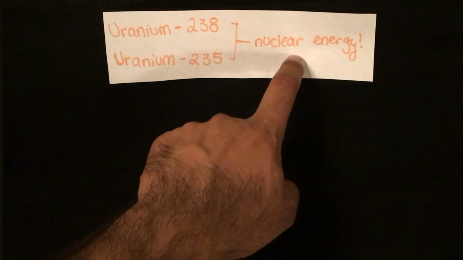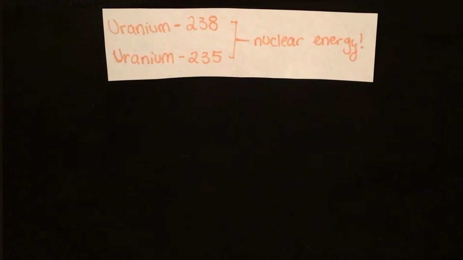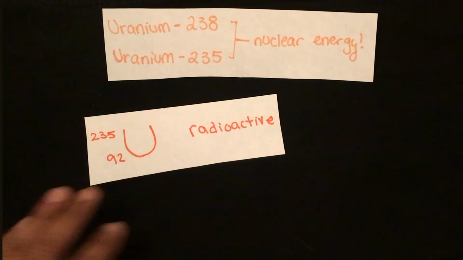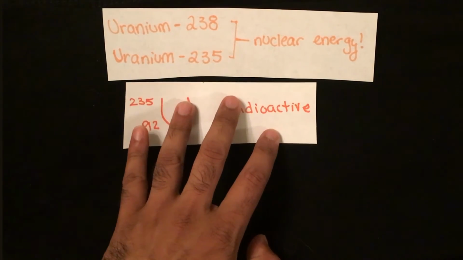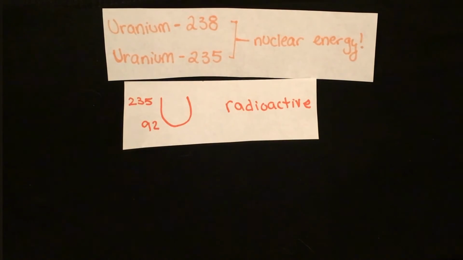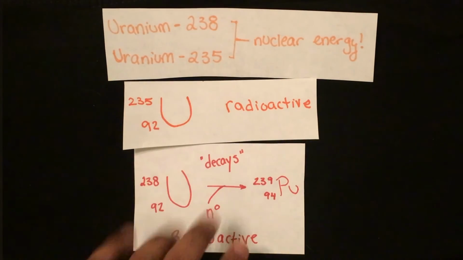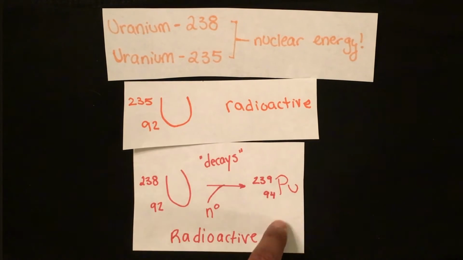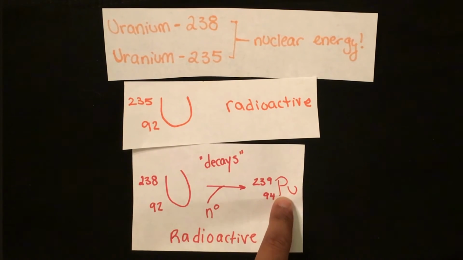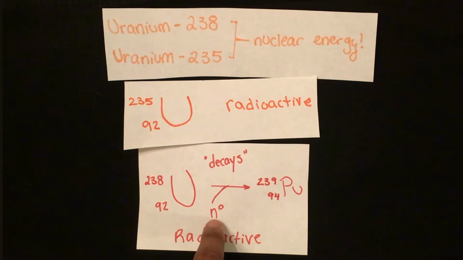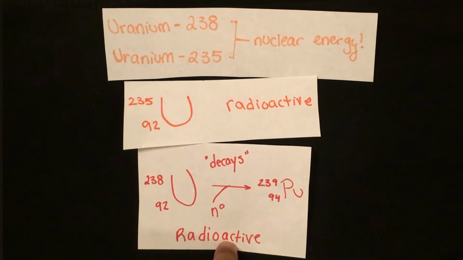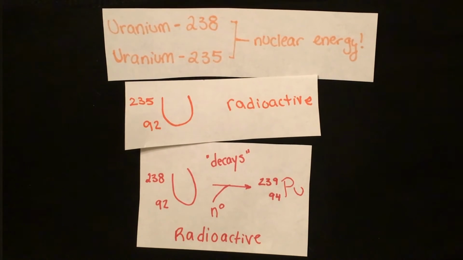Two examples of isotopes are uranium-238 and uranium-235. They're used in nuclear energy, which we're going to talk about next in chapter 25. Uranium-235 with atomic number of 92 is radioactive by itself, just that atom with that mass number by itself. But uranium-238 goes through a decay process, becomes plutonium-239, and in that decay process, it absorbs neutrons and that becomes radioactive. So we can use that as energy.